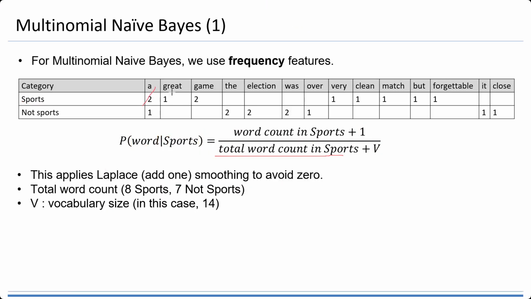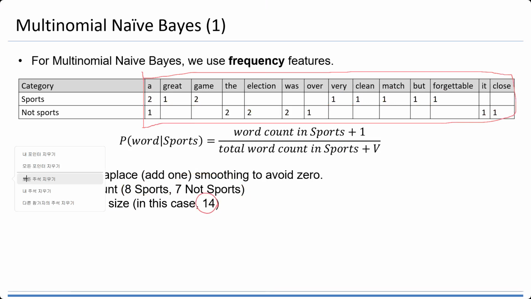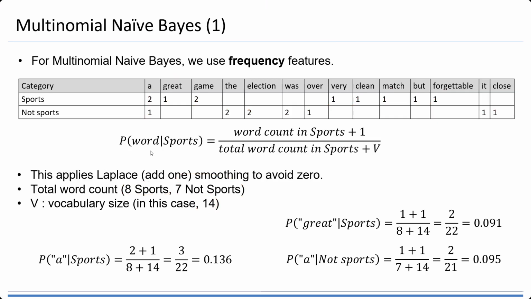So you can also look at the total word count in sports. We have 1, 2, 3, 4, 5, 6, 7, 8. So there are 8 words in sports, and 1, 2, 3, 4, 5, 6, 7, so there are 7 words in not sports. For the vocabulary size, in total we have 14. So we can have the probability for every word.